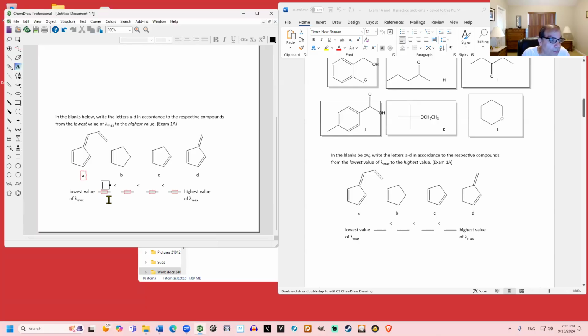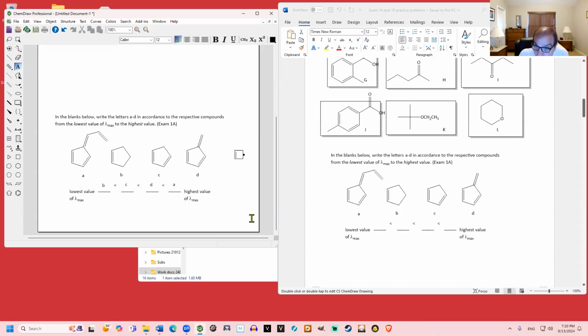most conjugated. B has only 1 double bond, so it's got to go first. C has 2 conjugated double bonds, so it goes next. D has 3 conjugated double bonds, so it goes next. And then A with 4 conjugated double bonds will have the highest value of lambda max. I don't know that it's going to be quite high enough for this to absorb visible light. I actually don't know if that compound's known. Someone must have made it by now. But that's how you do it.